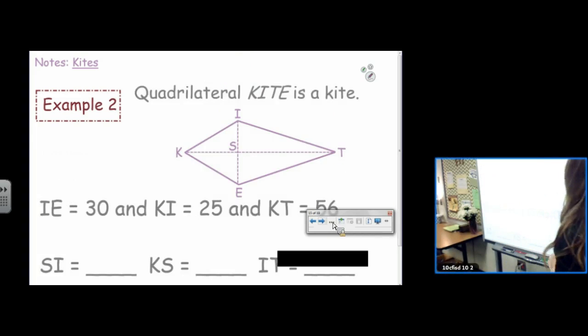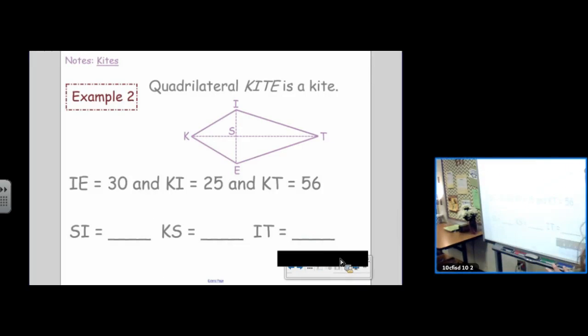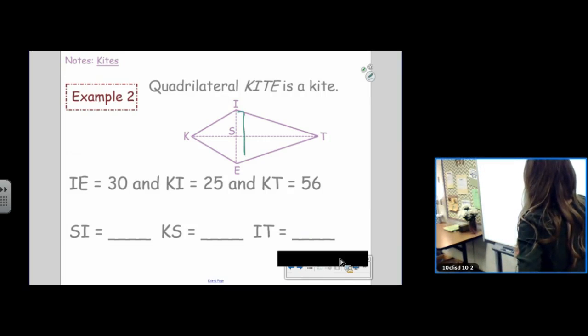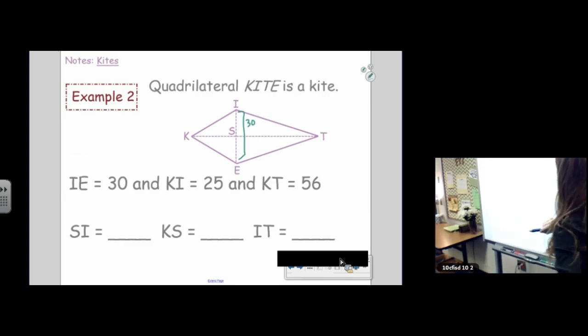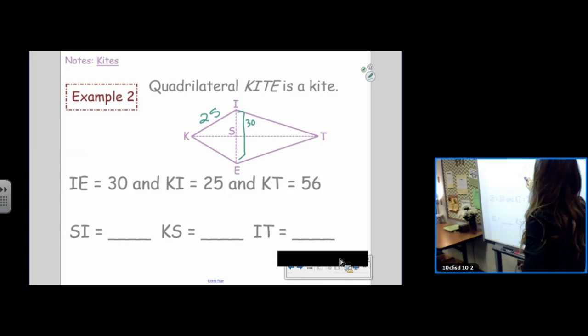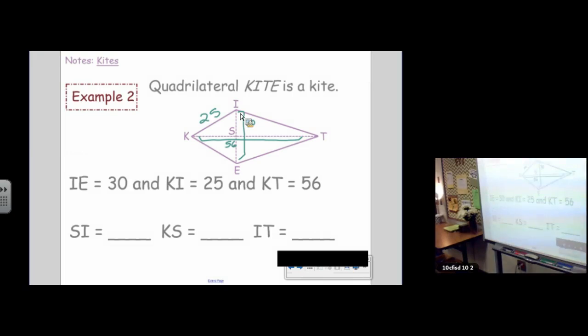Let's try one with some sides. Quadrilateral kite is a kite. I know I got really creative here. IE is 30, KI is 25, and KT is 56. We're going to find all the missing segments, actually.